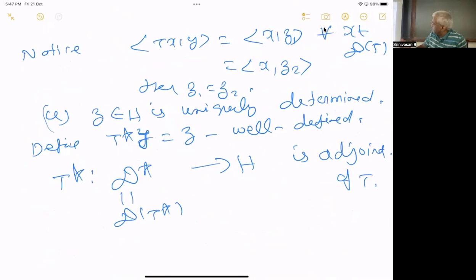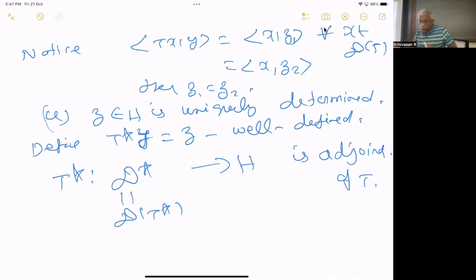Shall we go through the definition again? You are given a T. So it's important that T is densely defined. Otherwise, you can't do that, because you are extending to H. So you need T to be densely defined. T star may not be densely defined. This is for the existence of T star. If T is densely defined, then by this prescription, we can define T star.